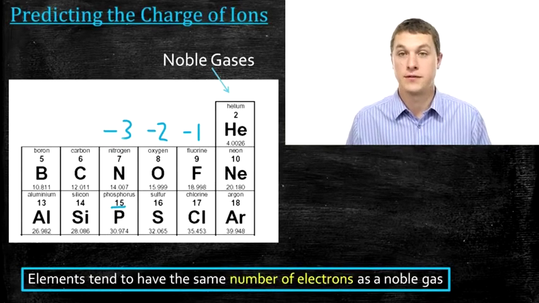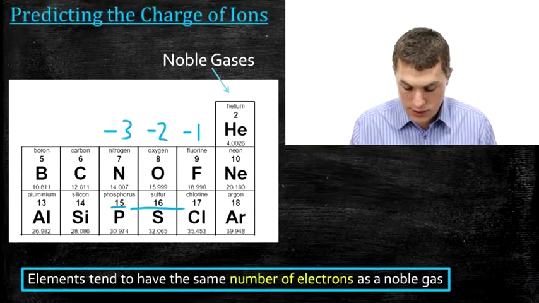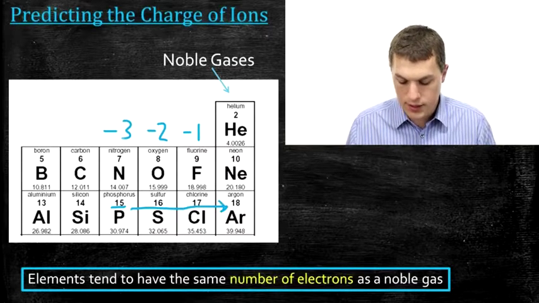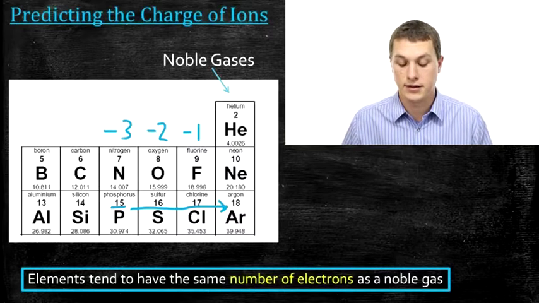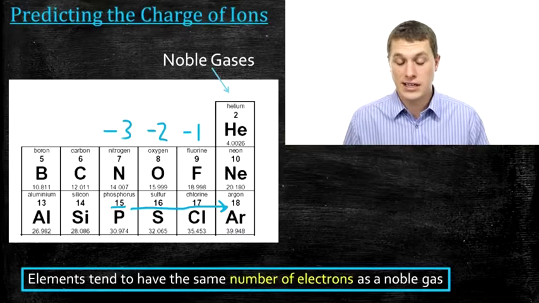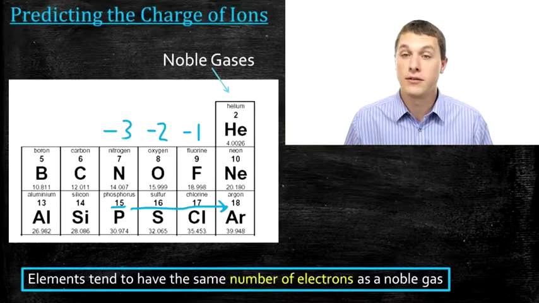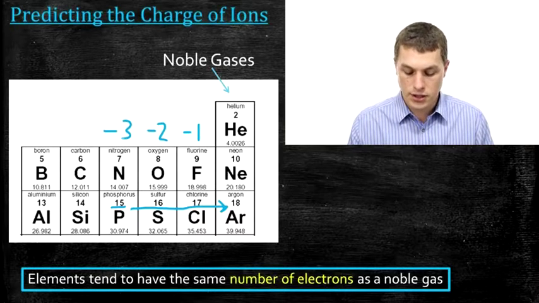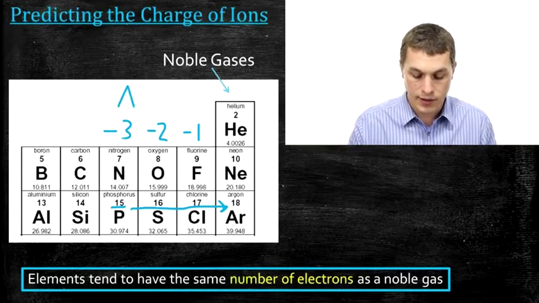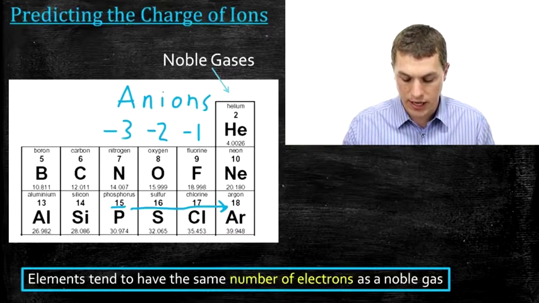So here's phosphorus. It has 15 electrons. And it's going to go across 1, 2, 3 elements to get to argon, which has 18 electrons. So it's also going to gain 3 electrons. So that means nitrogen and phosphorus would tend to become -3 charged so that they could look like those noble gases. So these are negatively charged ions. And negatively charged ions we call anions. And that's what tends to happen on this side of the periodic table.